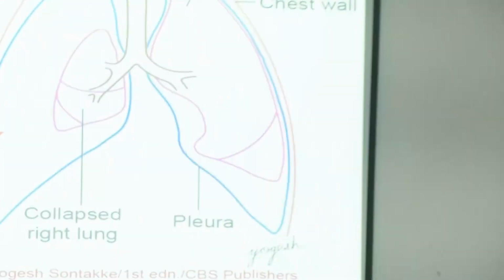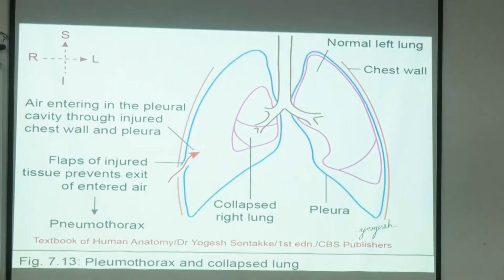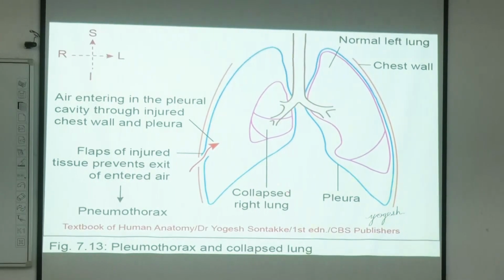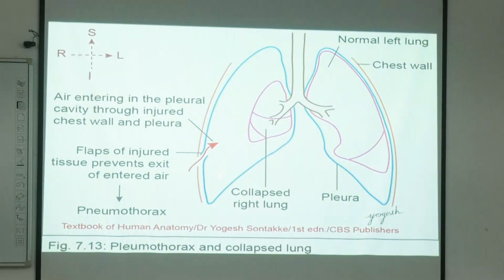See, this is pneumothorax and collapsed lung. In external injury, the pleural cavity is open to the outside. The air can enter into the pleural cavity, but it cannot come out due to the valve mechanism here. Due to entry of air, the intrathoracic negative pressure is lost and the lung collapses. Atelectasis or collapse of the right lung.